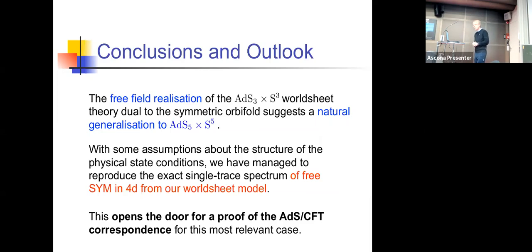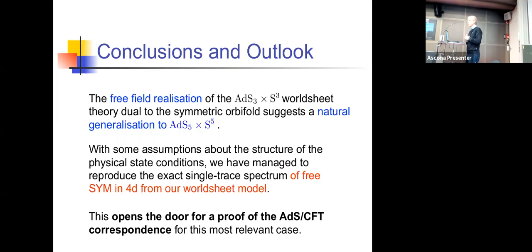But let me conclude by saying that the free field realization for the AdS3 x S3 worldsheet theory is dual to the symmetric orbifold theory, which we've really checked. There's a prescription of Berkovits-Vafa-Witten. In principle, it's clear what you have to calculate, and there are numerous checks that support the idea that this matches exactly the symmetric orbifold. We think this has a very natural generalization to AdS5 x S5.